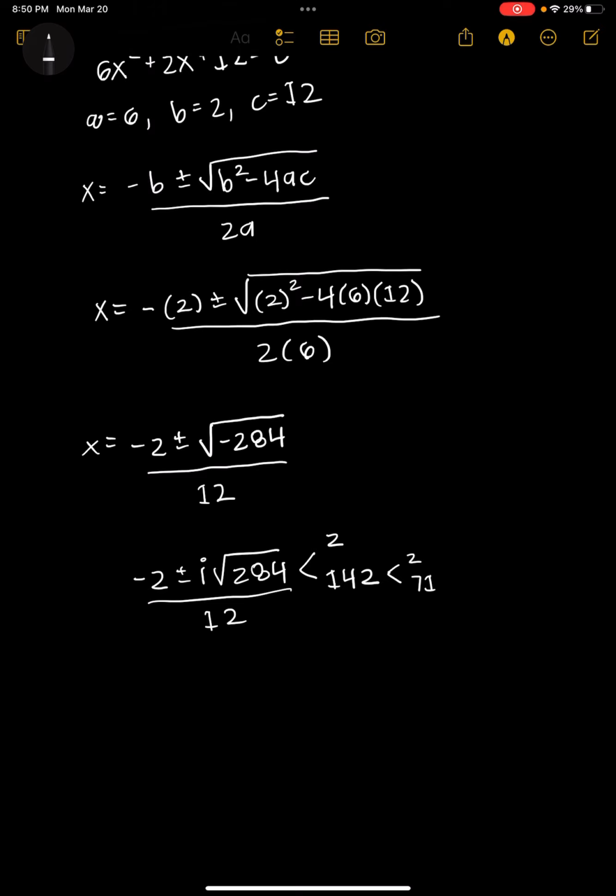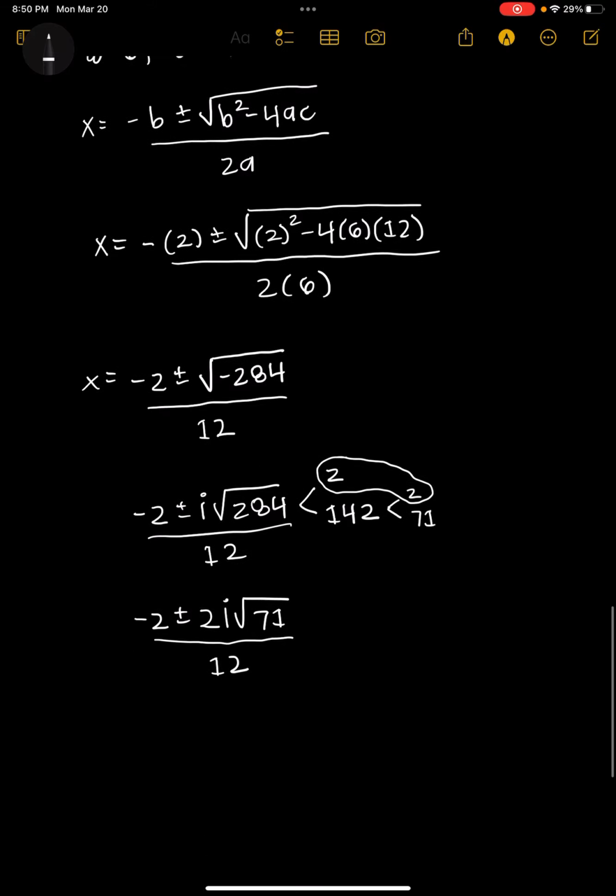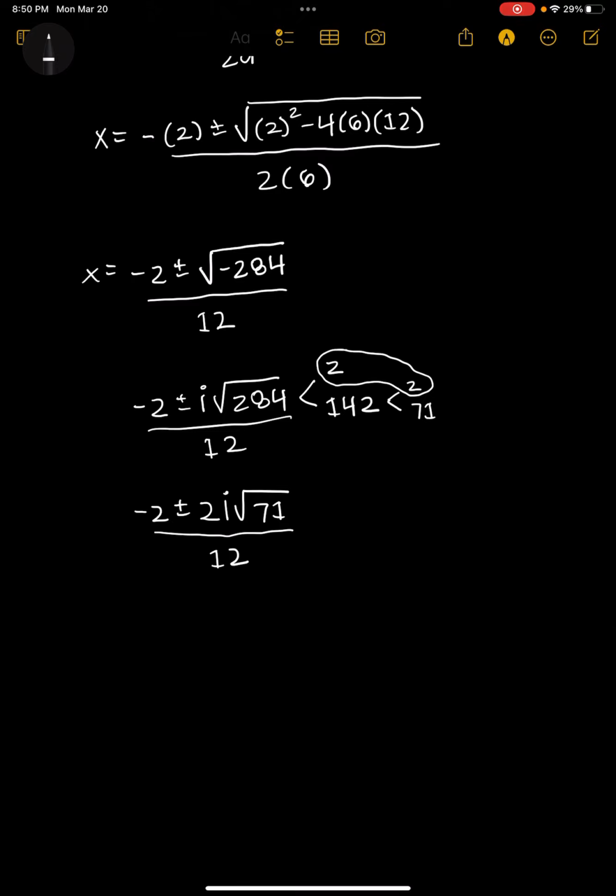And so we're kind of done there, but we do have a pair of 2's, and so that 2 gets popped out of the square root and the 71 stays in, which means I can rewrite this as negative 2 plus or minus 2 from the pair of 2's, i square root 71, because the 71 didn't have a pair, over 12. And notice everything on the outside of the square root is divisible by 2, so I can divide everything by 2, which gives me negative 1 plus or minus i square root 71 over 6. Now, this is my simplified radical answer.